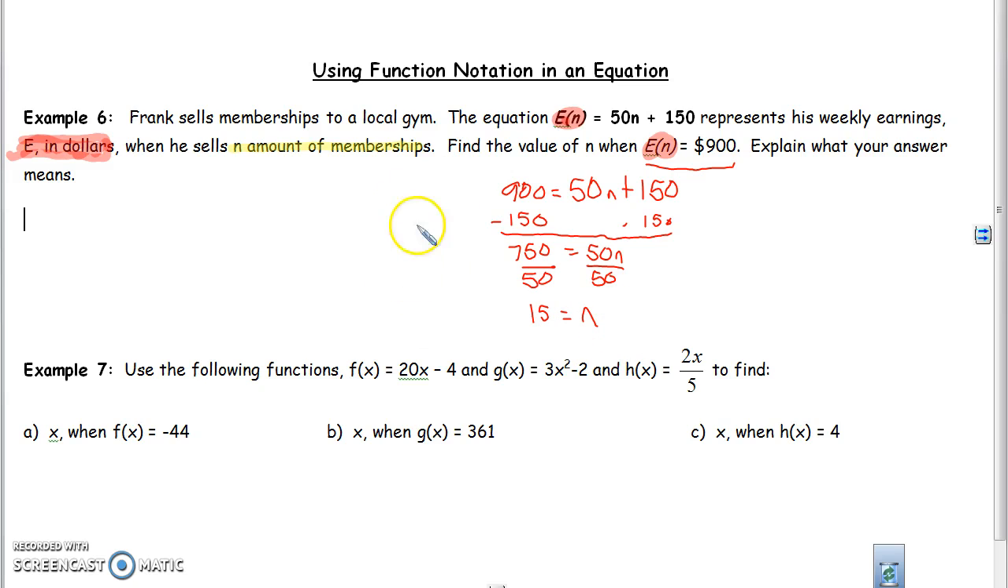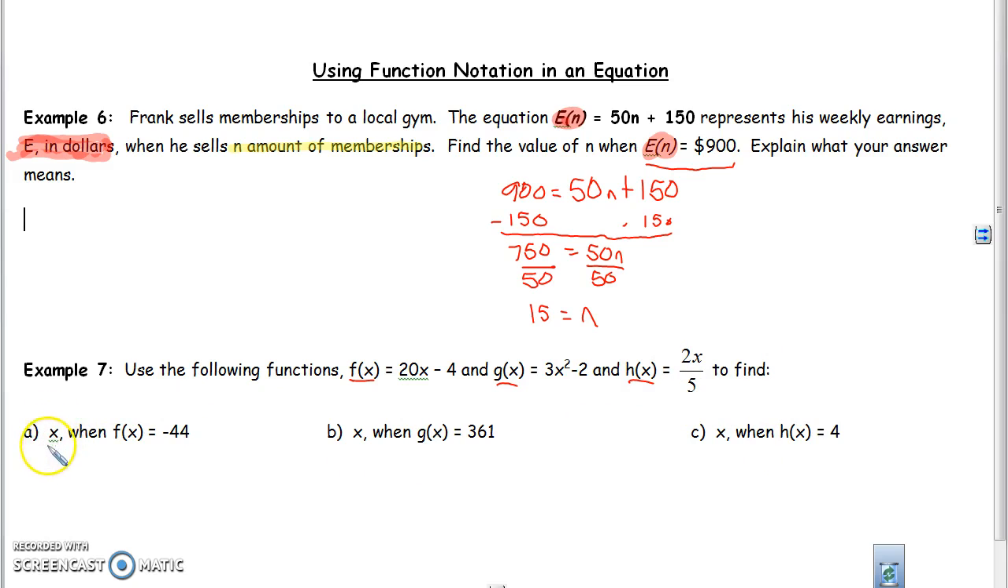Whenever it has E of n equals 900, we do not have our x value, so you just substitute. Example 7 is kind of the same thing. You're seeing, oh, I don't have my x value, so I'm solving for x. Use the following functions: f of x equals 20x minus 4, g of x equals 3x squared minus 2, and h of x equals 2x over 5.